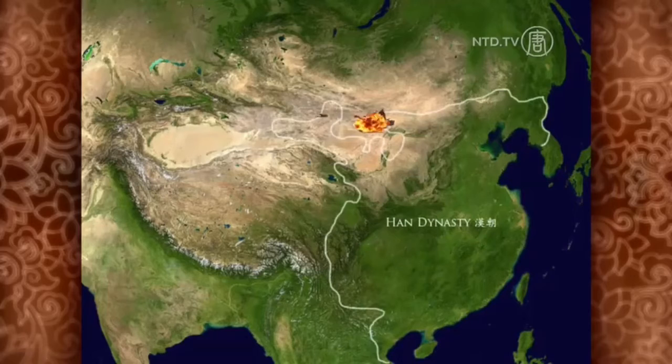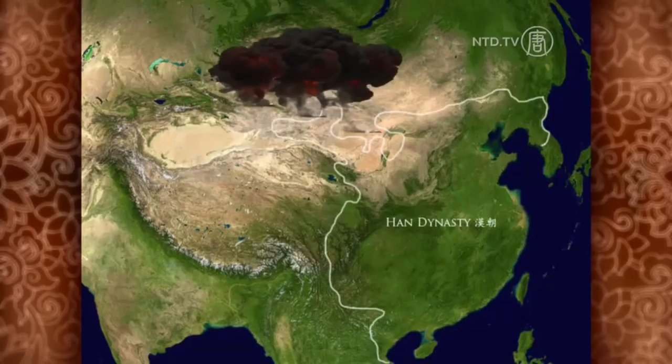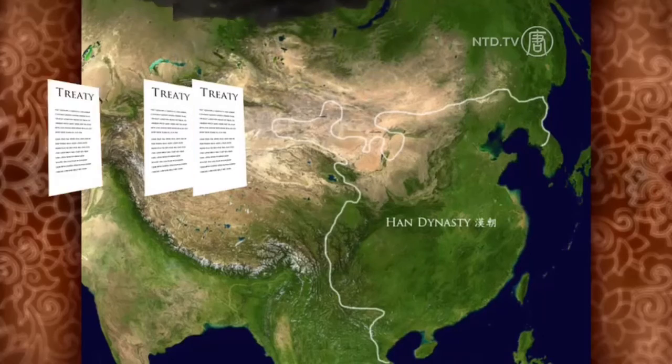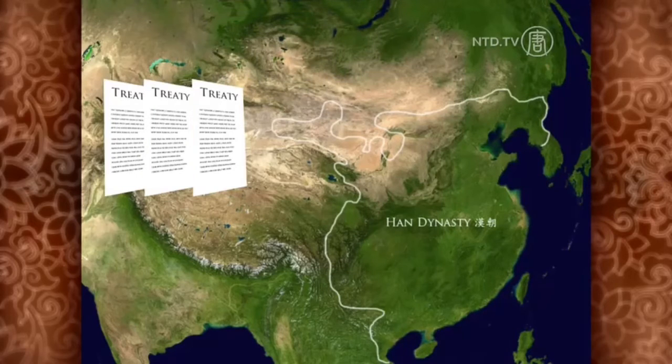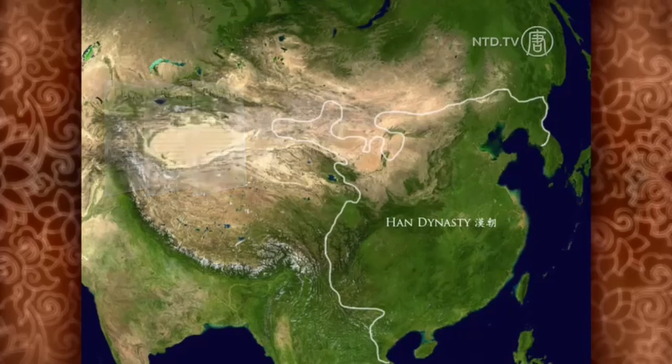The Han defeated the tribes to the north and signed treaties with the clans to the west. This made travel safer and led to the establishment of what became known as the Silk Road. This was the trade route connecting China with the Roman Empire, thousands of miles away in Europe.